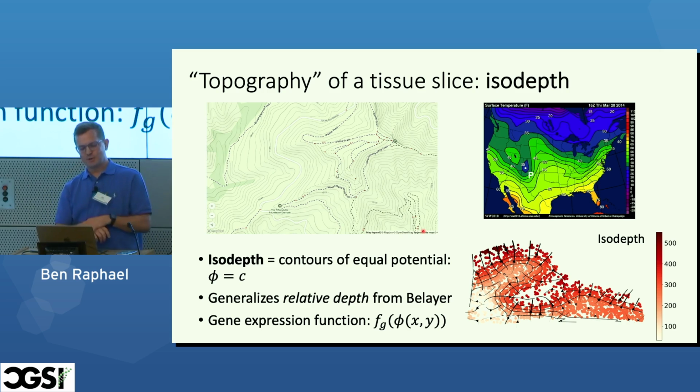And so following this terminology, we're going to call this coordinate for our tissue slice the isodepth, these curves of constant coordinate, right? Location within our tissue. So this is sort of a generalization of what we had before. And then we can find the gene expression function for a given gene as a function of this one magical coordinate, the isodepth. Okay, so we get the topography of the tissue slice.